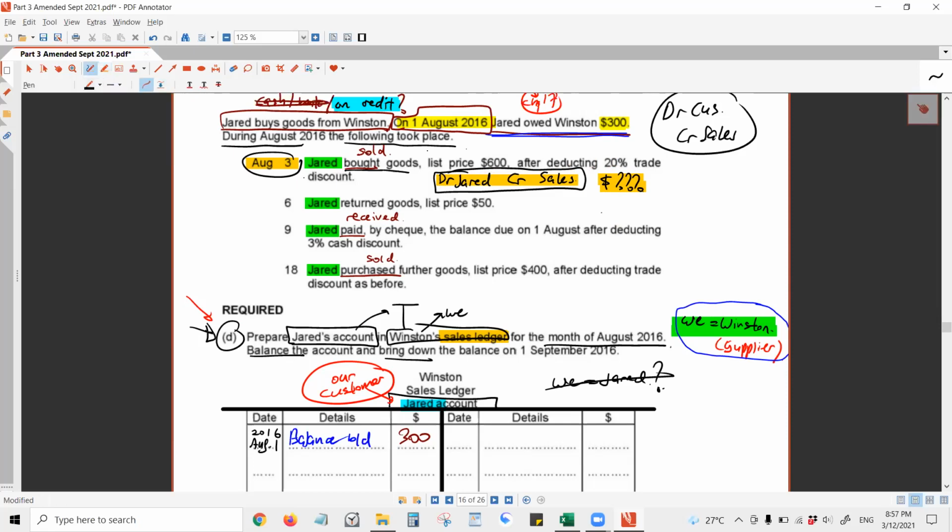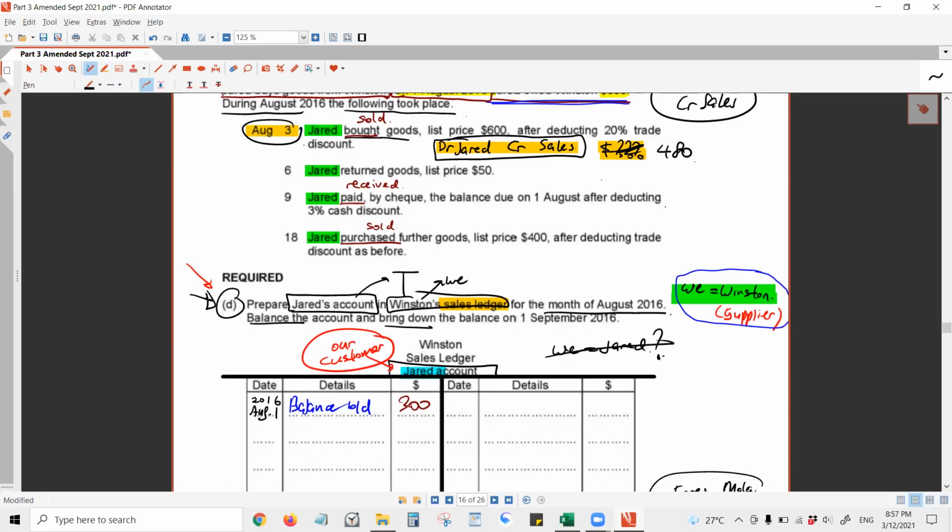Okay, 480. Now record this into Jared's account. Are you asked to do a sales account here? No, right? You are asked to only do the Jared account. So not always would they ask you to do all the recording. Since you are asked to do the Jared account, just go on and debit Jared's account 480. Sales is the name of the other account; write that here.